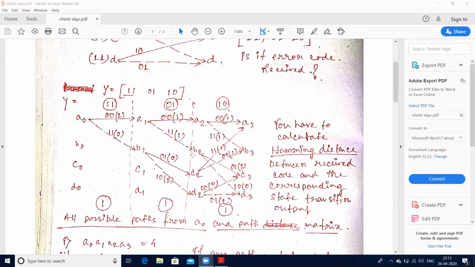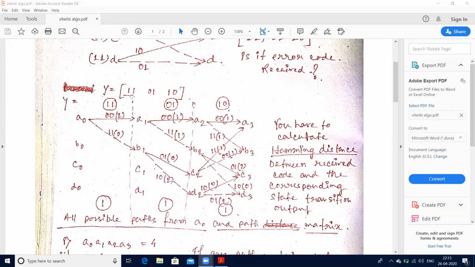You can follow the previous lecture. So this is basically from the previous lecture. It's a trellis diagram from A0. So I'm just taking 1, 2, and 3.